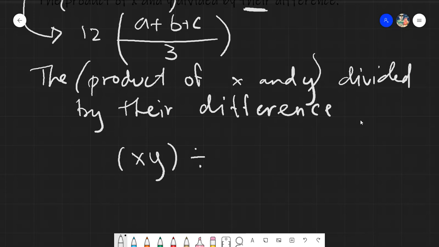Divided by their difference. So what is their difference, X and Y? Their difference, X minus Y. Difference daw nila. So therefore, you subtract them. So X minus Y. And that would be it. That's it. Okay? So this is how you translate, everyone. This is how you translate word phrases to mathematical expressions.